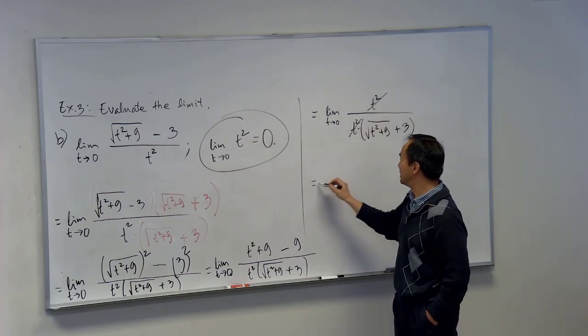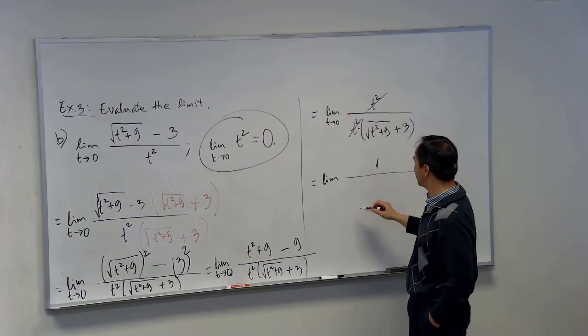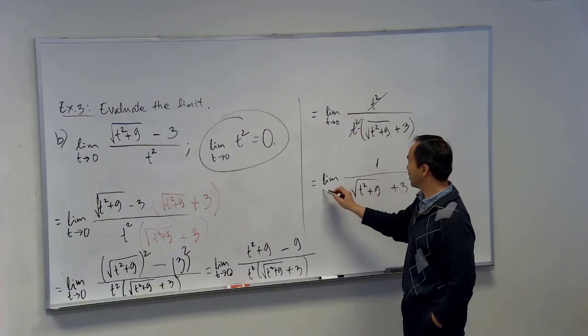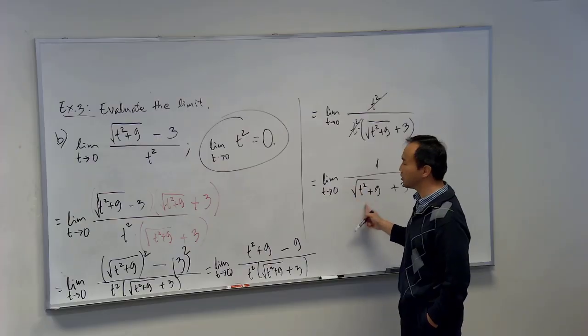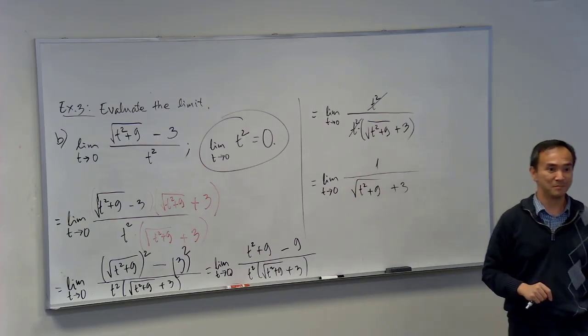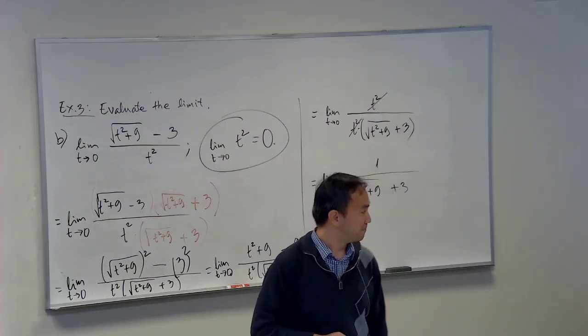And now making your next move right here. It's still a limits problem, we haven't done anything on the limits yet. But it's reduced down to 1 over the square root of t squared plus 9 plus 3. There you go. So now this is our safe zone point right here. This is the point where we have landed in our safe zone, meaning basic limit laws are ready for being applied here.